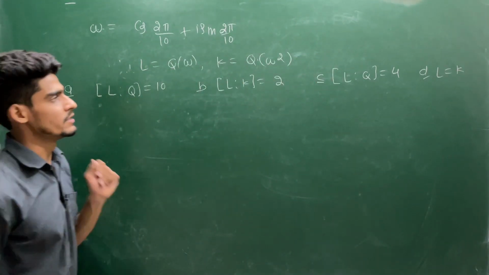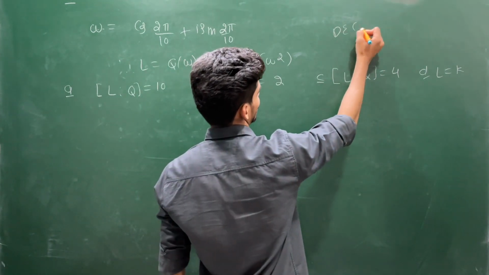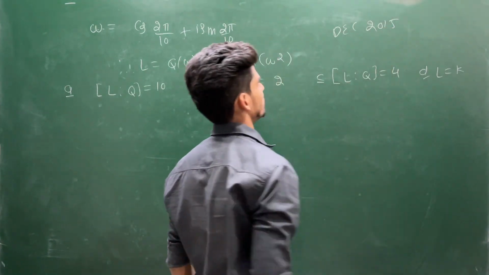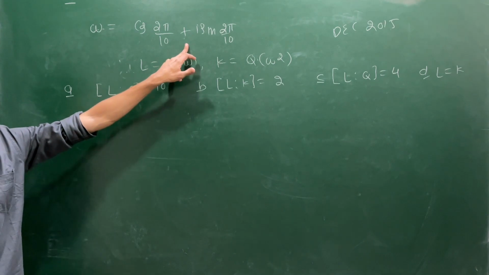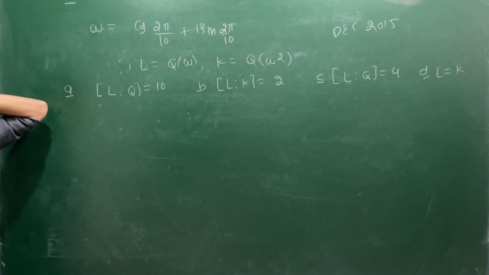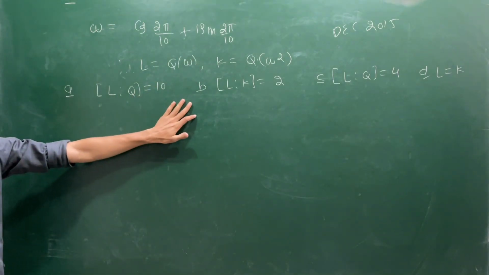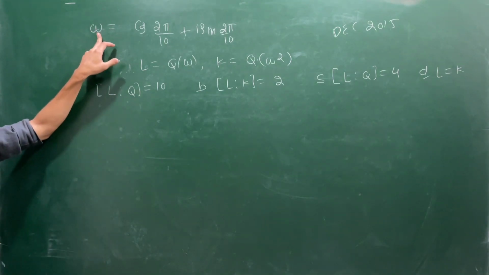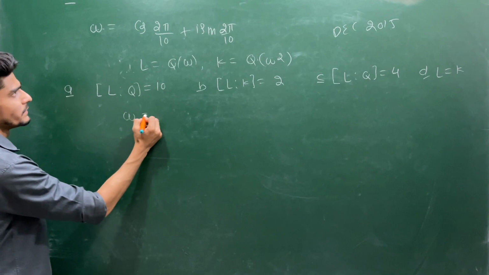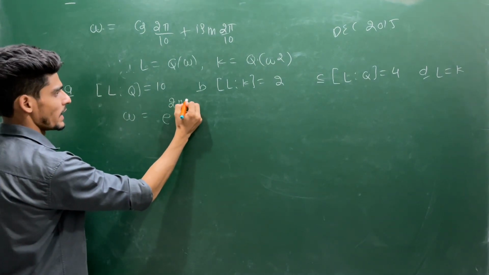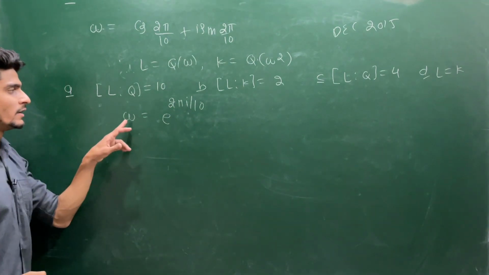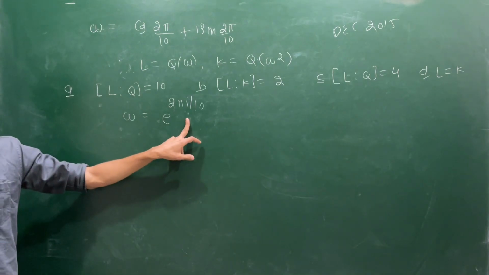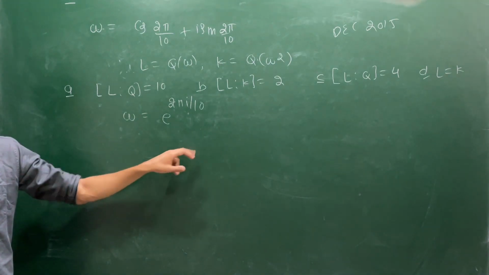This question was asked in CSIR NET December 2015 session, and I liked this question. See, you are now comfortable with the splitting fields. What is this omega actually? This omega is nothing but e to the power 2 pi i by 10. This is the 10th primitive root of unity.